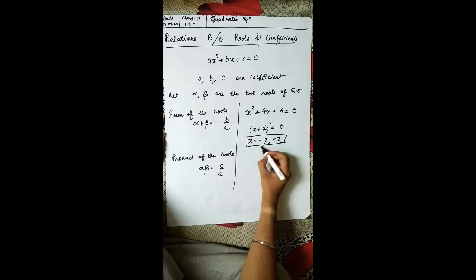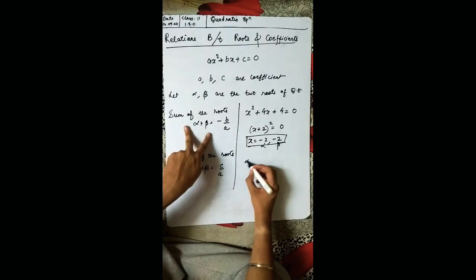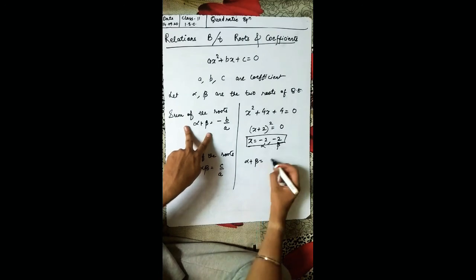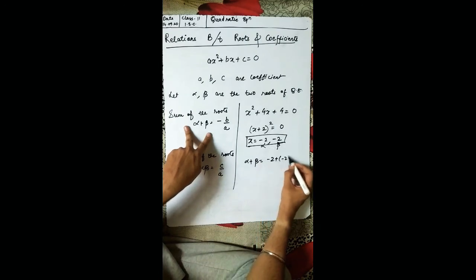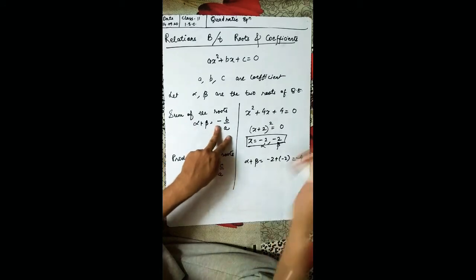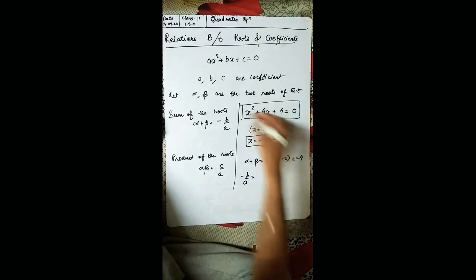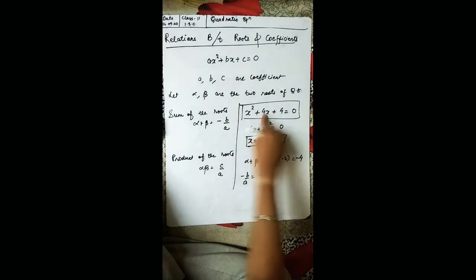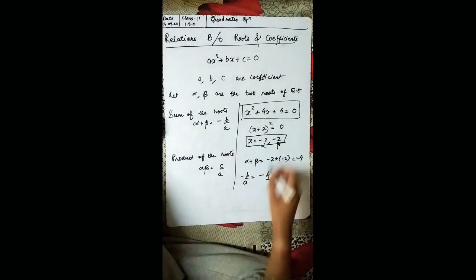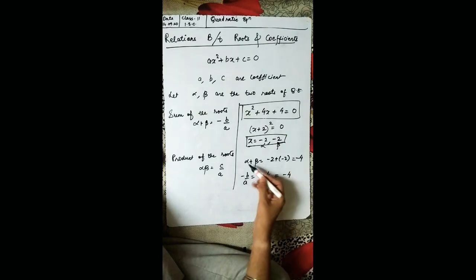So let us consider this as alpha and this as beta. What will be your alpha plus beta? Minus 2 plus minus 2, that is minus 4. And let us calculate on the other side, minus b upon a from this quadratic equation. So minus of what is b? 4. And what is your a? 1. Minus 4. Hence it is proved that alpha plus beta equal to minus b upon a.